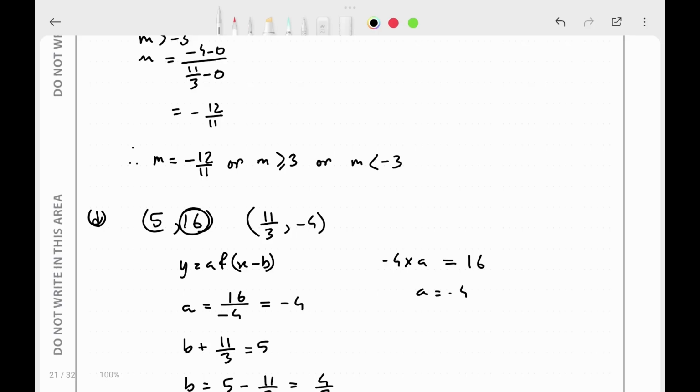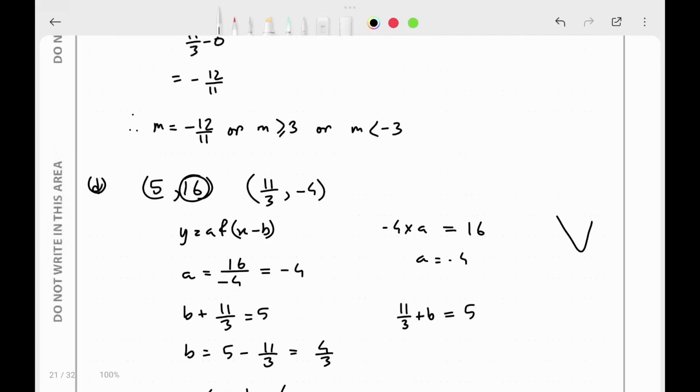And as for b, the graph itself is shifting to the right by b units, right? And we can see that we are adding something to 11 by 3 to make it 5. So 11 by 3, we are adding b units to get 5. So b will be equal to 5 minus 11 by 3, which is 4 by 3, which is exactly what we did.